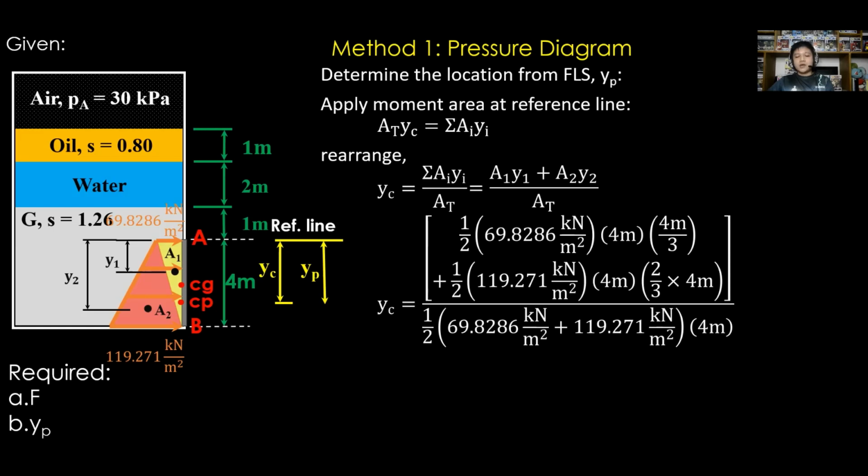Quantity over, so we have now the area of the trapezoid, that is 1/2 times base 1, 69.8286, plus base 2, 119.271, and multiply by the height of the trapezoid, that is 4 meters. Thus, y sub c is 2.174 meters. And since y sub c is measured up to the top of the submerged surface, then y sub p is equal to y sub c. Therefore, y sub p is equal to 2.174 meters measured from the top of the surface.